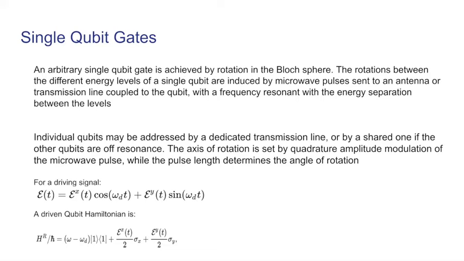The axis of rotation is set by quadrature amplitude modulation of the microwave pulse, while pulse length determines the angle of rotation. In the equations, the first equation shows the driving signal of frequency omega d. A driven qubit Hamiltonian in a rotating wave approximation is given by the second equation, where omega is the qubit resonance frequency and sigma x and sigma y are Pauli matrices.